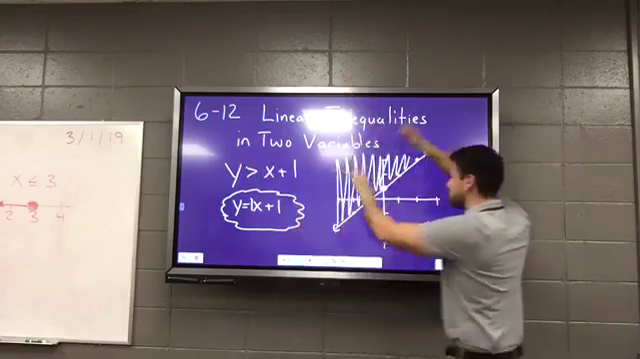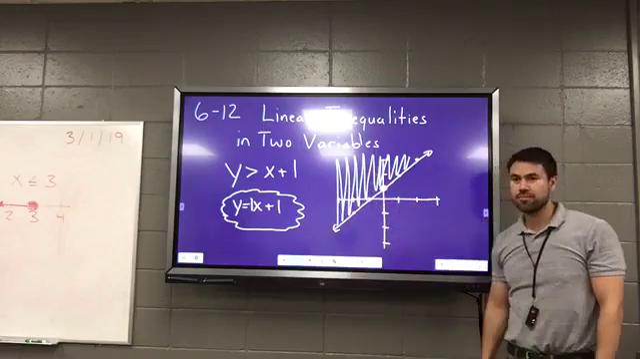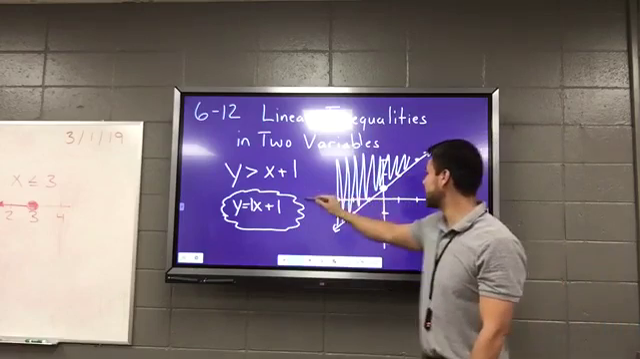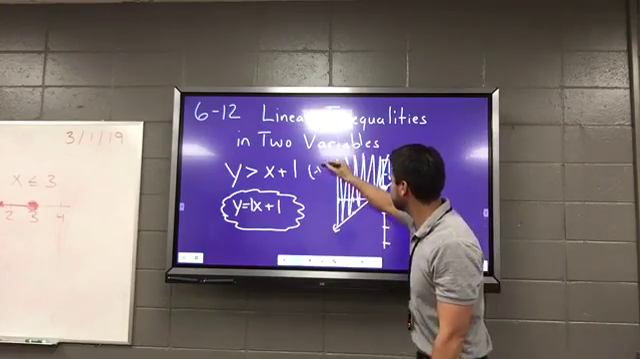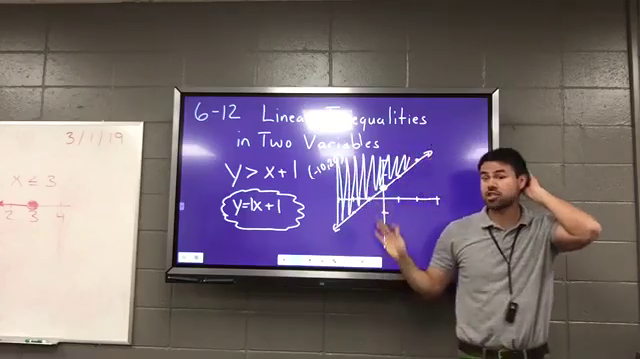We just don't have to keep drawing it out there. What's a point out here in the shaded region? Philip? Negative 10, 20. Okay, negative 10, 20. So somewhere out there. I'm going to put that negative 10, 20, right? Do you guys agree that that's one solution, that it's in the shaded region?